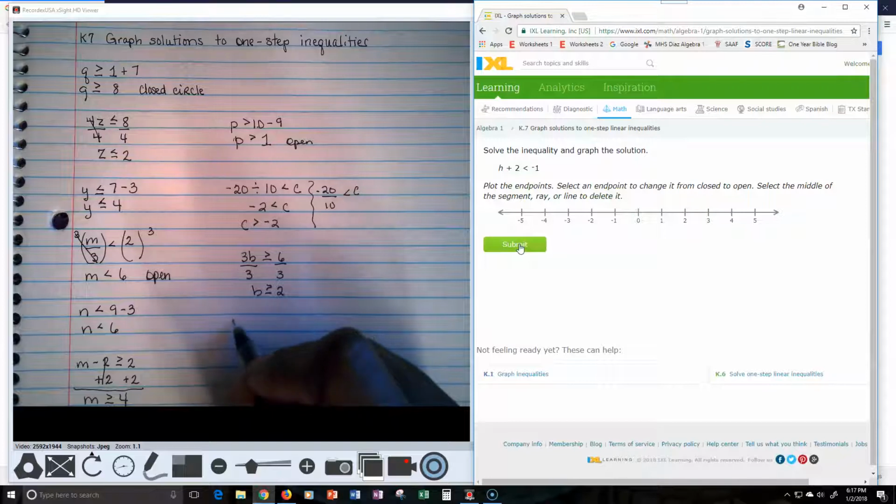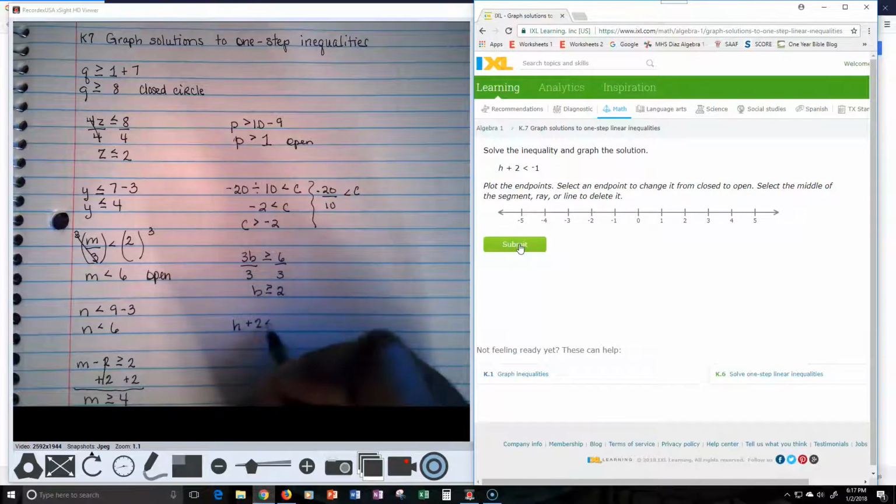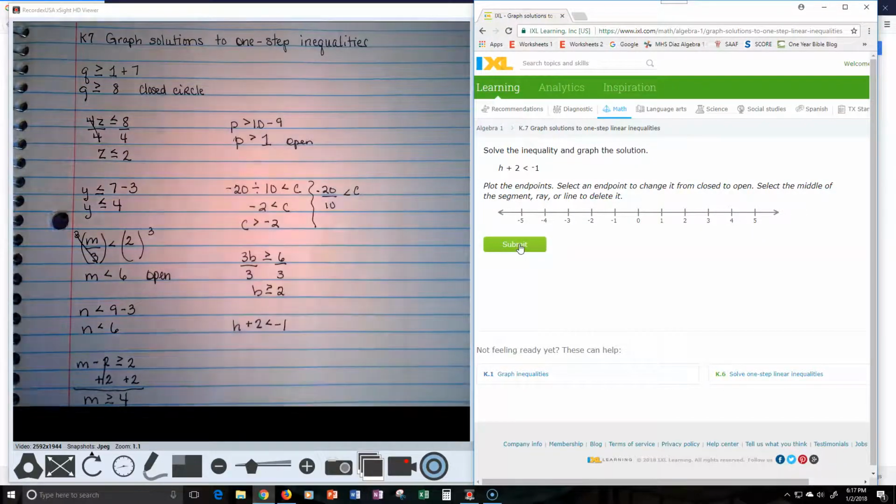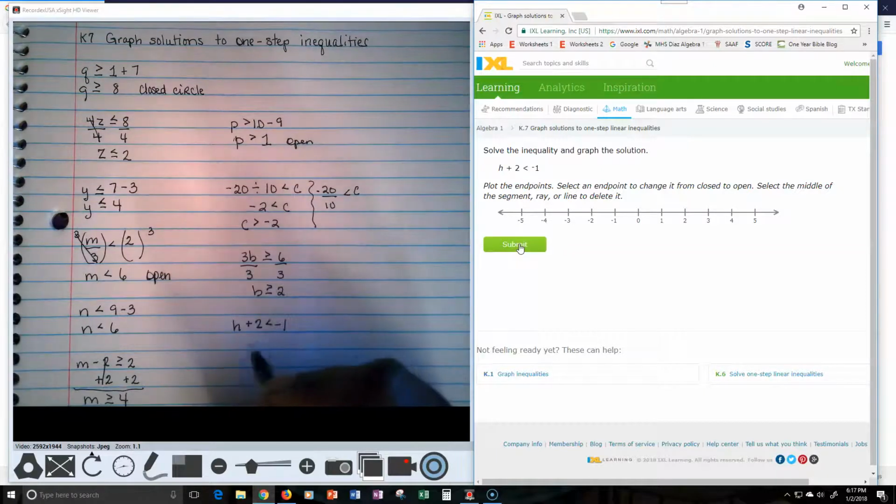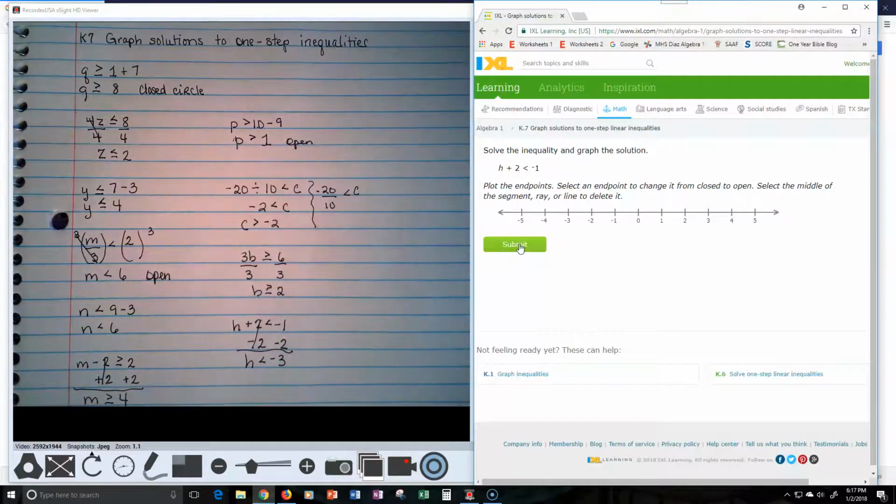All right, our next one will be h plus 2 is less than negative 1. If I want h alone, I'm going to subtract 2 from both sides of the inequality. And I've got h is less than, well, these signs are the same, so I'm going to add them together. 1 plus 2 is 3, and keep the sign. So h is less than negative 3. So there's negative 3. This time I'm going to remember to open my circle. And I'm going to point for every number that's less than negative 3, meaning it goes to the left.